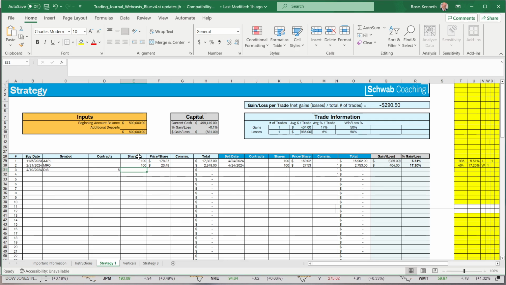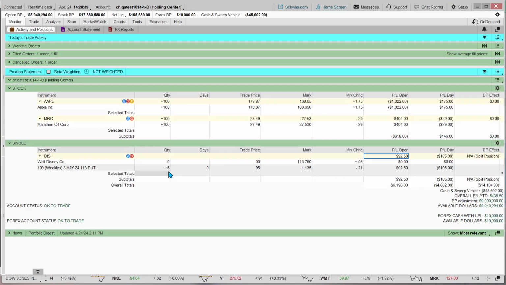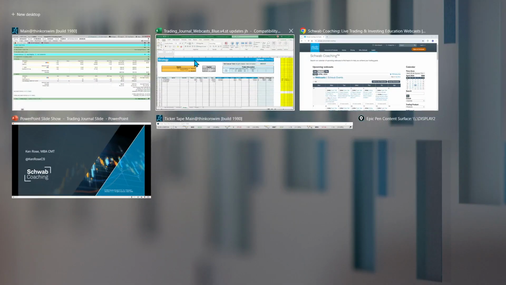And the shares here, we're not talking about shares, we're talking about contracts. We have 5 contracts. The price here is going to be 0.95. I just want to double check on that 5 contracts just to make sure. Let's come back over here for just a second to thinkorswim. And yep, there it is right there, 5 contracts. So let's come back over here to our trading journal.